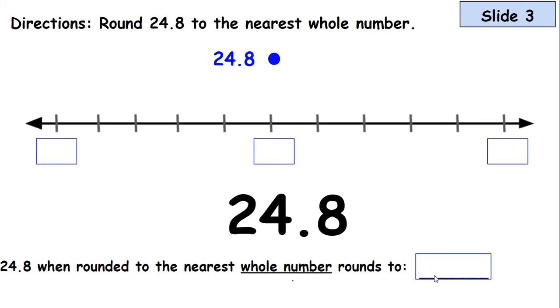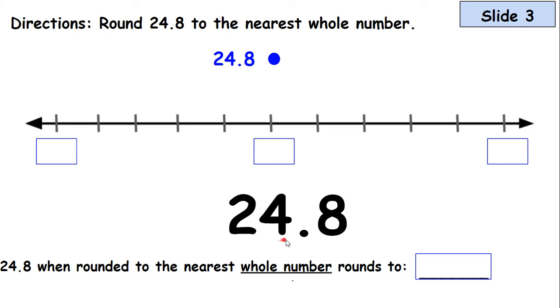Let's try one more like this. Here we have 24 and 8 tenths, and we're rounding this to the nearest whole number. Whole number is the same as the ones place. So I'm going to look at the number 24 and 8 tenths, and we can see that there are 4 ones in this number.